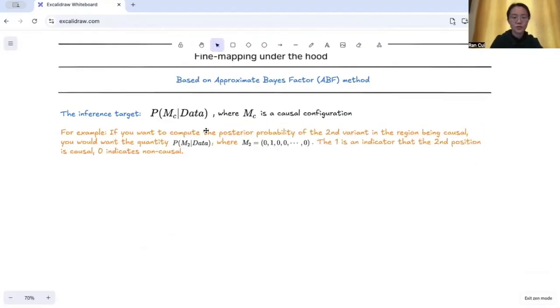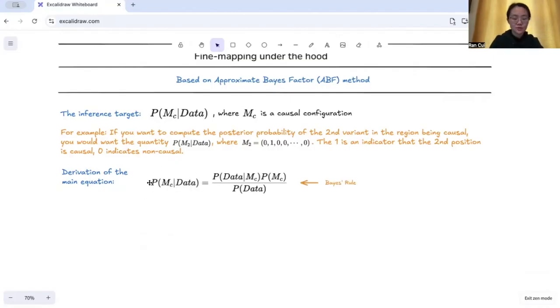For example, if you want to compute the posterior probability of the second variant in the region being causal, you would want to compute the quantity P of M_2 given the data, where M_2 is a causal configuration indicating the second variant is causal. So only the indicator 1 is at the second position and 0 everywhere else. And the causal configuration is a vector of length m, m being the number of variants in the region. All right, so we want to get at this posterior probability. And how we want to do it is through the Bayes factor. And I'll go through the derivation of the main equation here.